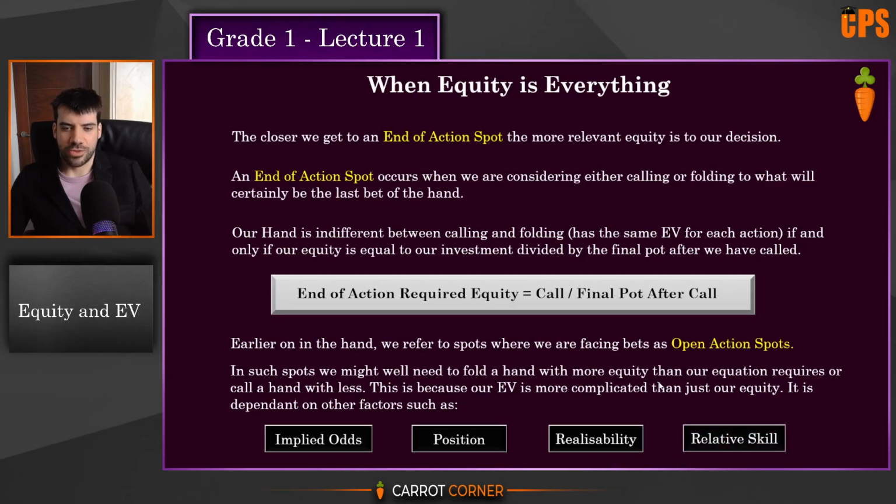Relative skill is another factor. It's easy to exaggerate the importance of this factor, but when you have a skill advantage on an opponent, not only are you going to be able to just capitalize passively on the mistakes that they make, but you may also have an active read or game plan which is designed to specifically target a weakness in their game, basically pushing your EV through the roof.